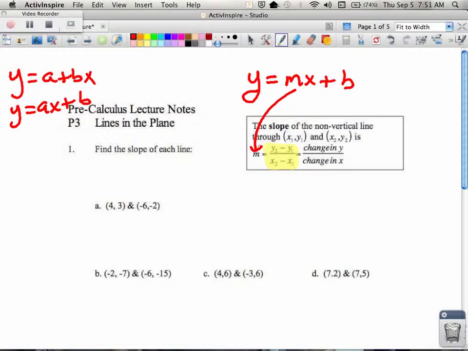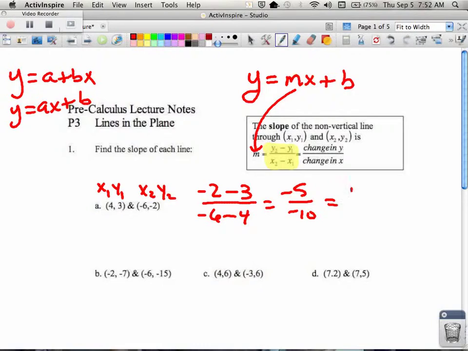So looking at letter A, as I look at the slope in the yellow highlight, I know that this first point is x1, y1. The second point is x2, y2, because it was the first and the second point. And then I use the formula to find my slope. On the top, I put the y things. So I have negative 2 minus the 3 from the first point, over my second x, which is negative 6, minus my first x, which is 4. And I get negative 5 over negative 10.